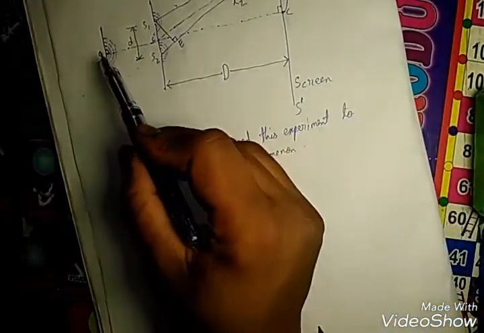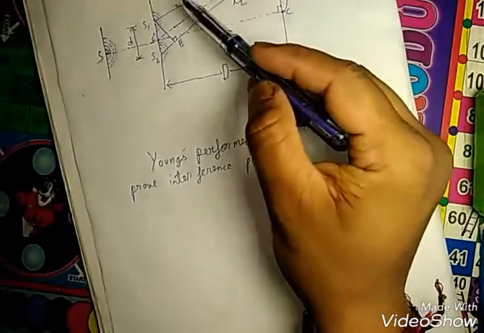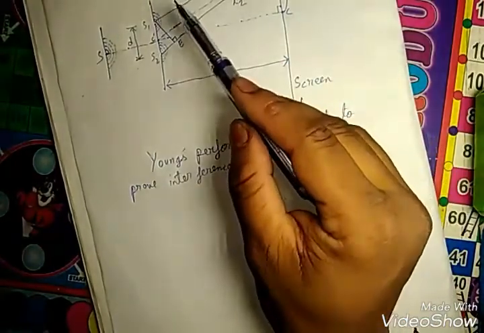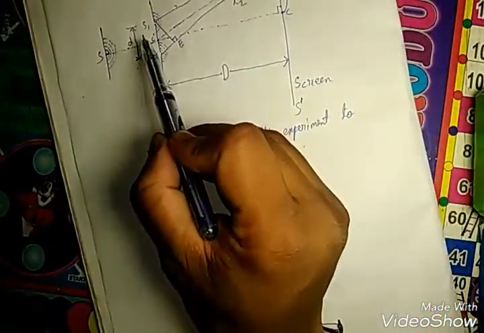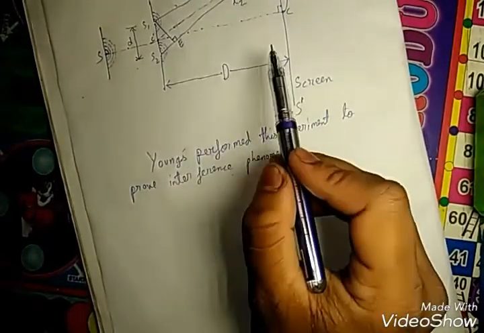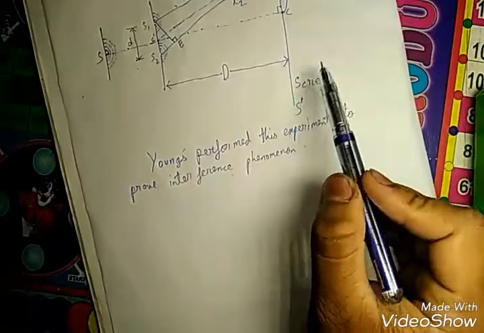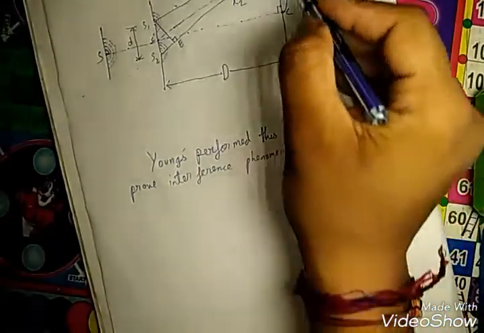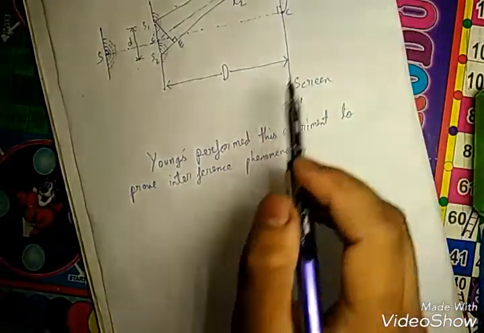Now here, as I told, S is the monochromatic light, S1 and S2 are two fine slits, d is the distance between the two slits, and capital D is the distance between the slits and the screen. C is the midpoint of the screen.